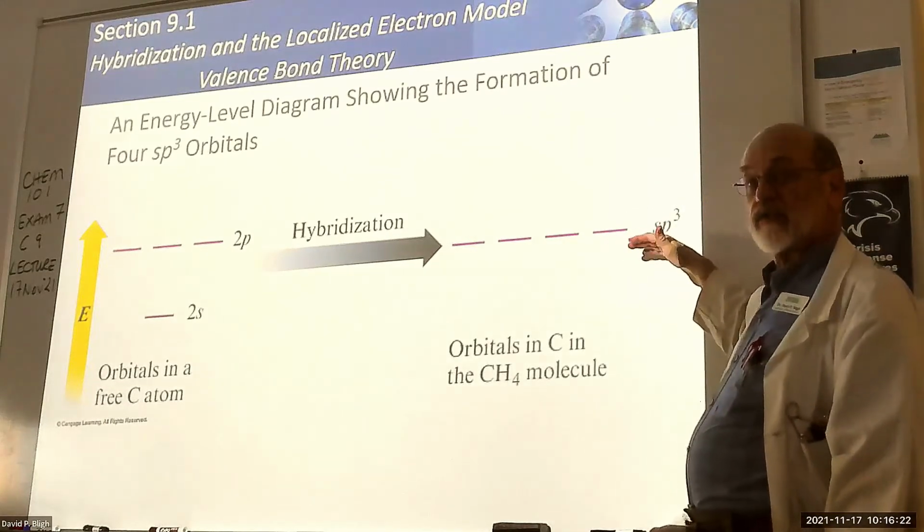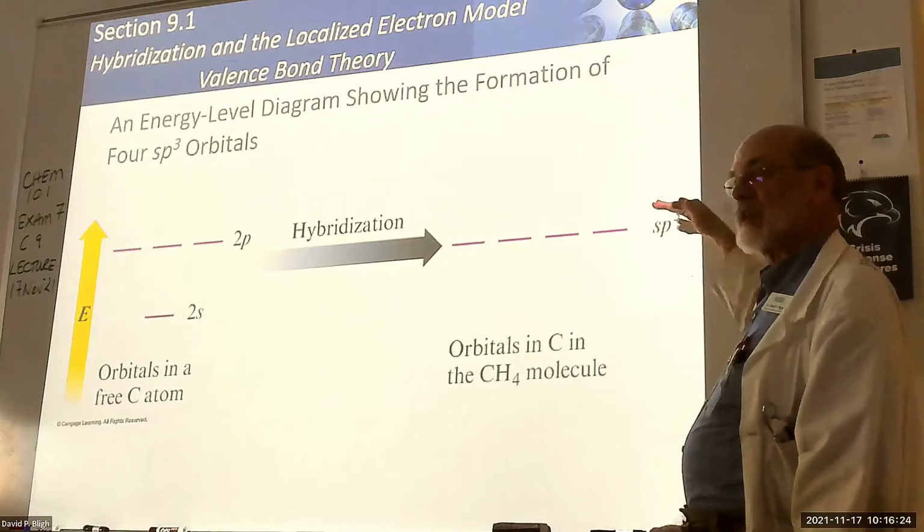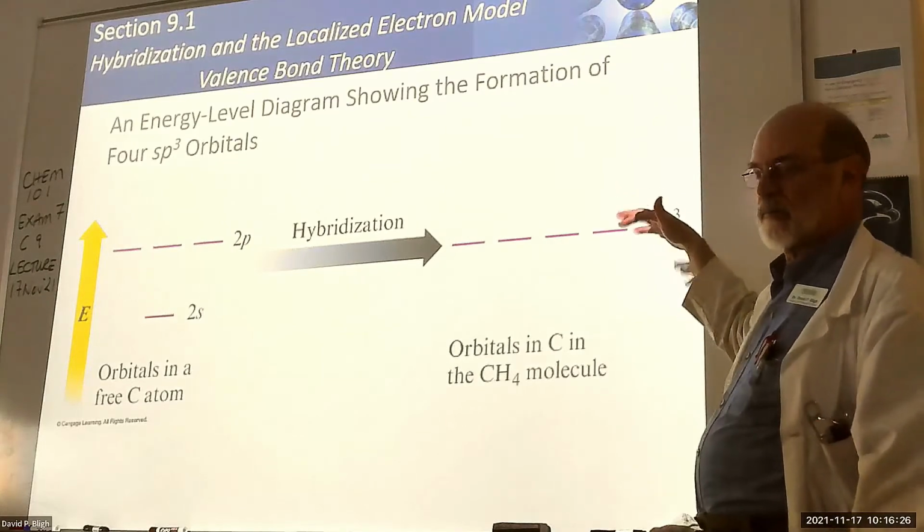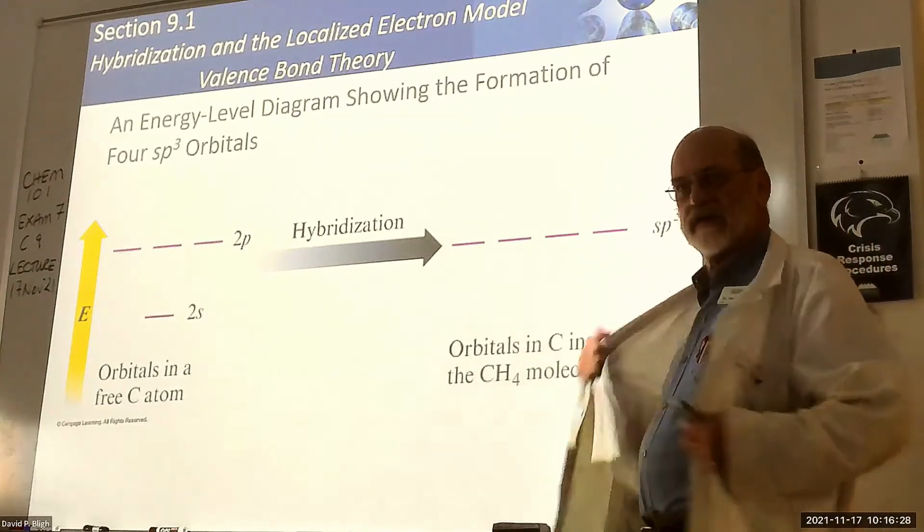So when they say degenerate orbitals, they mean they're the same energy level. They don't mean that they're morally depraved.